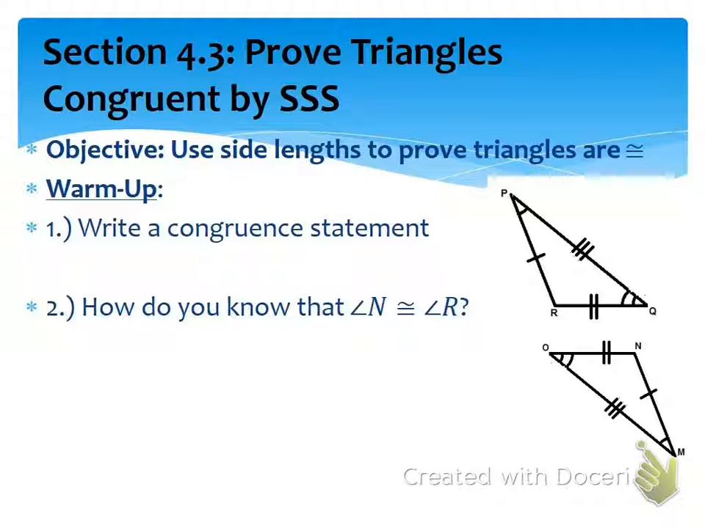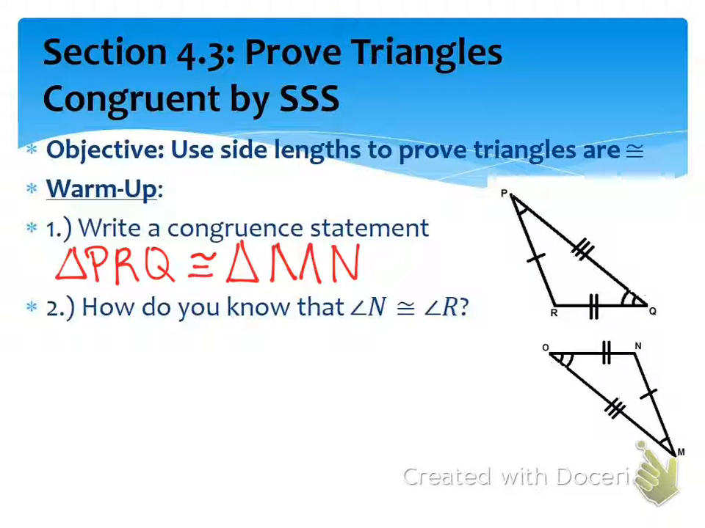John, did you come up with one? Not just angle, the whole triangle. PRQ is congruent to ONN. Triangle PRQ is congruent to triangle... What did you say? MNO. And out of that, I could get on board with. Okay.